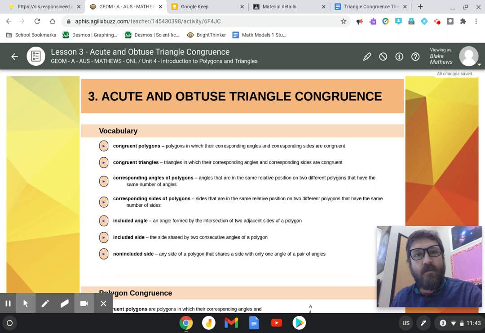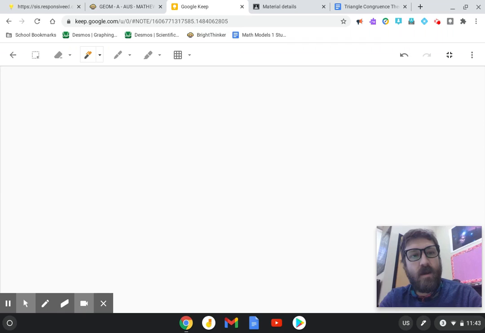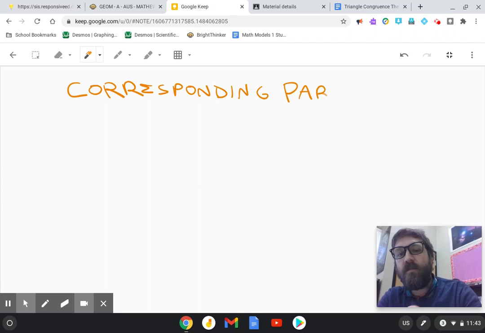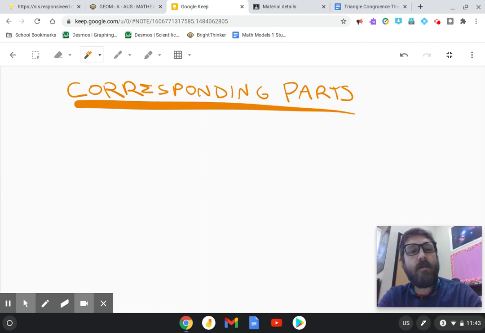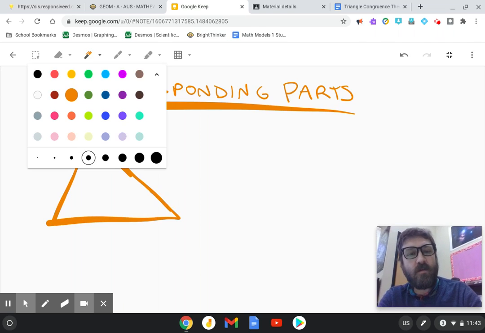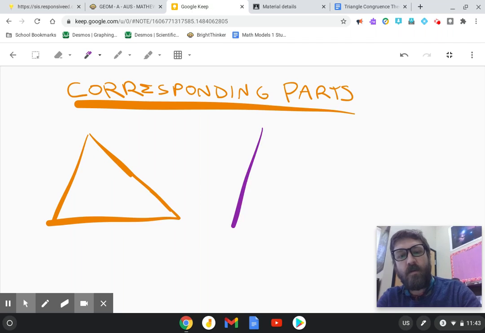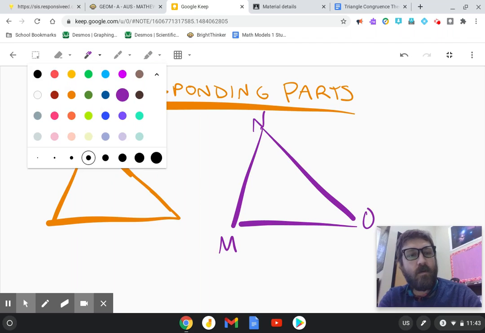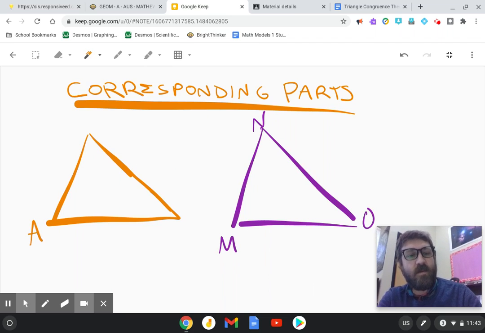The first big idea is what we call corresponding parts. So when we say corresponding parts of triangles, we are referring to whenever I'm looking at two triangles. Say I have this orange triangle and this purple triangle. And let's say this is triangle MNO, and we'll call the orange triangle ABC.